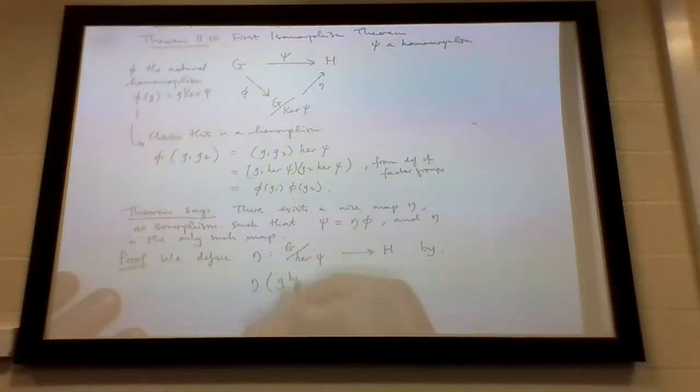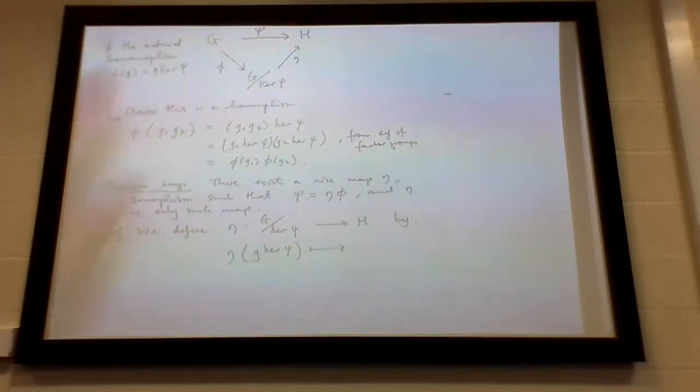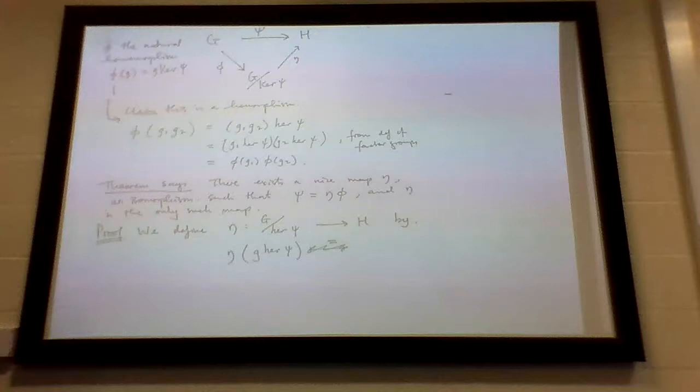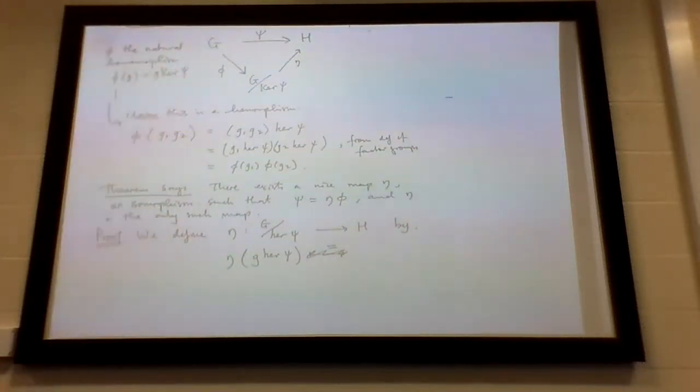Now, we're defining it on the factor group, so it has to operate on, sorry, equals. You're defining it on the factor group, so you have to say what value it takes on a coset. But there's only one possible answer. Read it in the book.